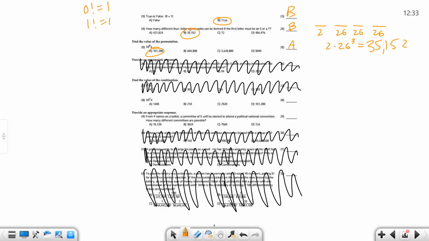Okay, literally plugging in. If you remember, the formula is going to be 10 factorial over 10 minus 6 factorial, which is 4 factorial. So we go 10 times 9 times 8 times 7 times 6 times 5 times 4 factorial over 4 factorial and divide those out. And if you do 10 times 9 times 8 times 7 times 6 times 5, you end up with 151,200.